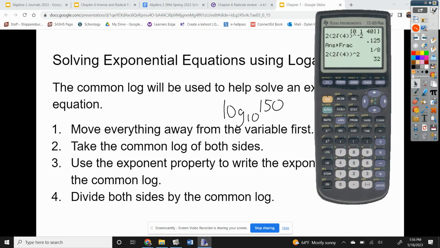Okay, so if I do log, it's automatically a base 10. So if I do log of 150, this should tell me 2 point something. Let's hope it does. 2.17. Okay, so again, that log button just means automatically it's a base of 10. And how we're going to use these, let's go back here.